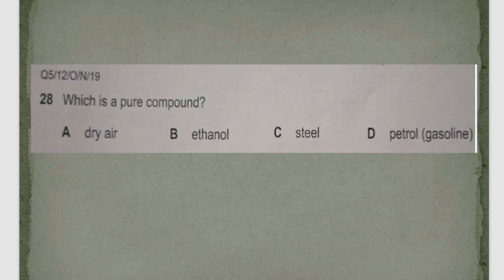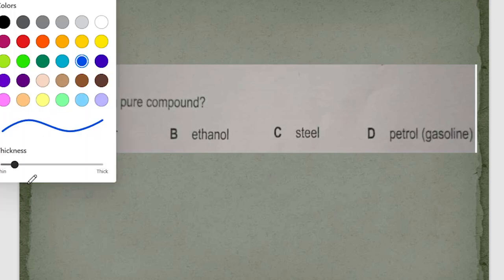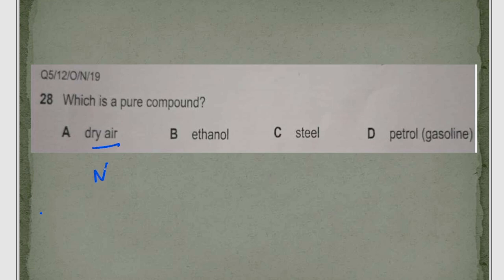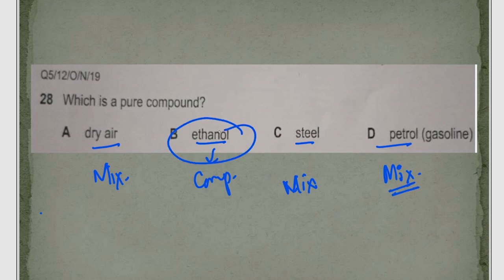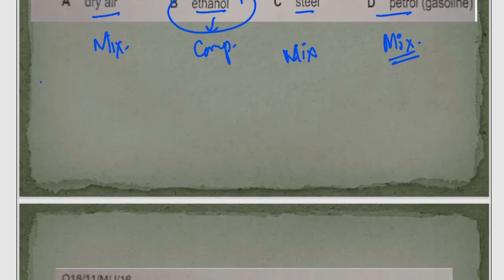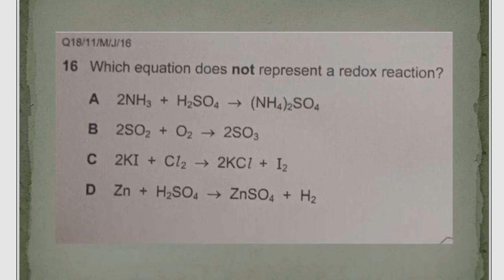Which is a pure compound? Dry air, ethanol, steel and petrol. We are talking about a compound, not an element. Dry air is a mixture. Ethanol is a compound. Steel is a mixture, and petrol is also a mixture of many things like hydrocarbons and additives. So here ethanol is the pure compound. A mixture is not a pure substance. A pure substance always contains a single thing, present in one compound or one element.